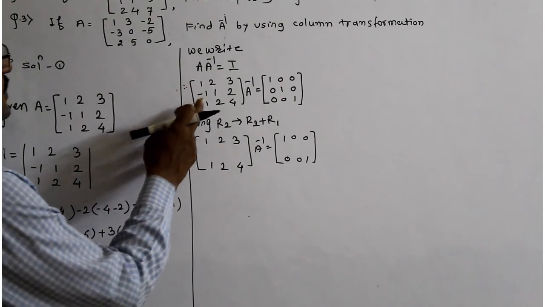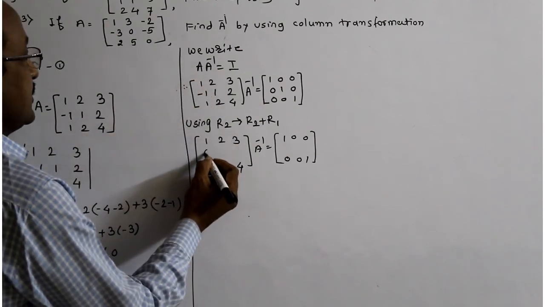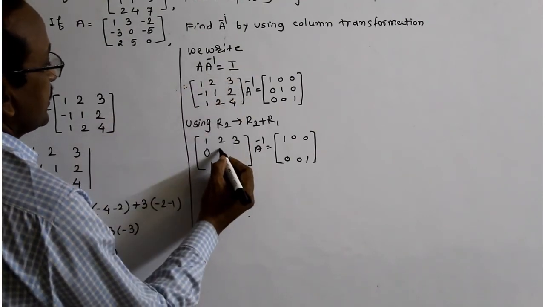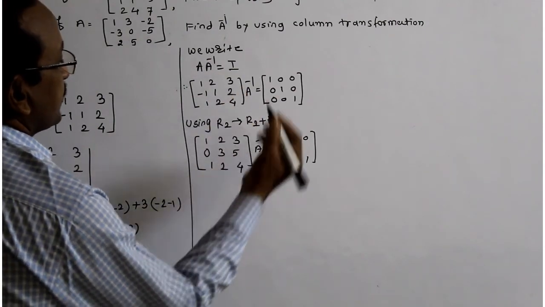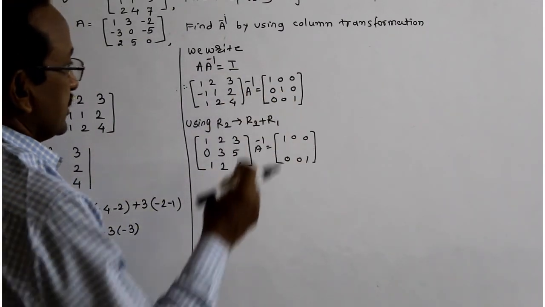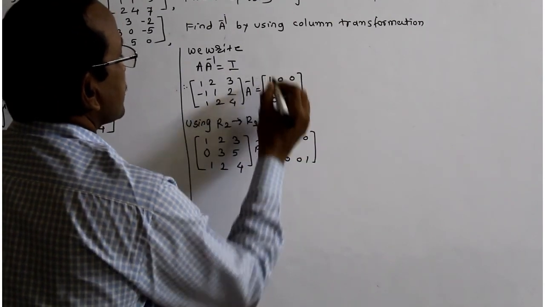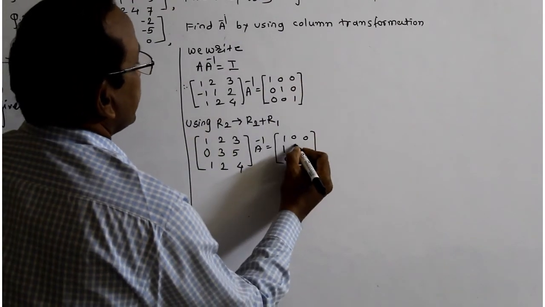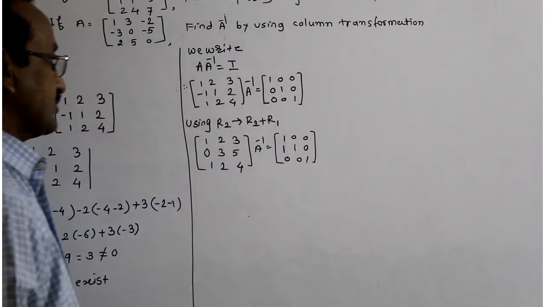Now operate here. R2 plus R1: minus 1 plus 1, it is 0. Then 1 plus 2, it is 3. Then 2 plus 3 is 5. Here 1 plus 0, or 0 plus 1, it is 1. Then 1 plus 0, it is 1. 0 plus 0, it is 0 here.